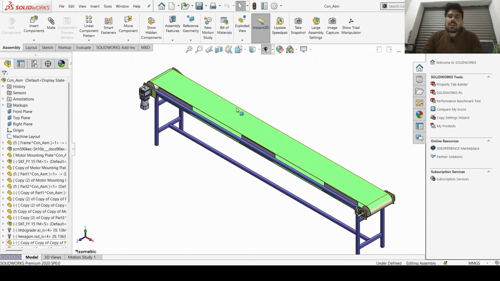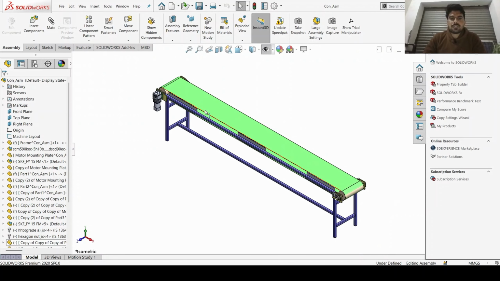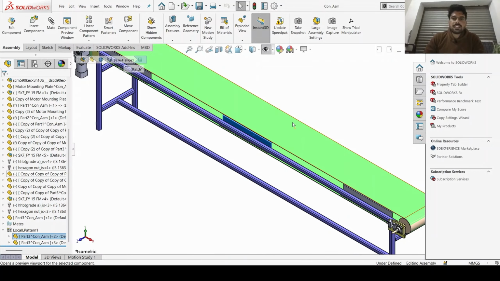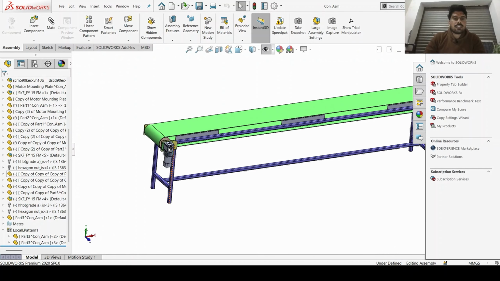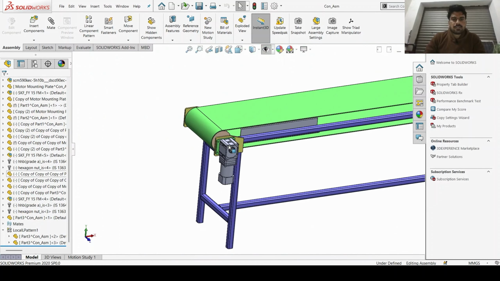In this video, I will be showing you the design process of conveyor system design. As you can see in my SolidWorks window, I have already opened the conveyor system that I have designed over the past few days. So in this video, I will be presenting the detailed design process that I followed during the design of this conveyor system.